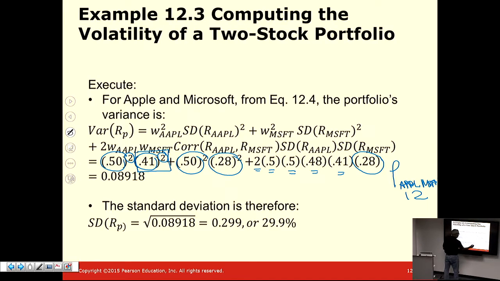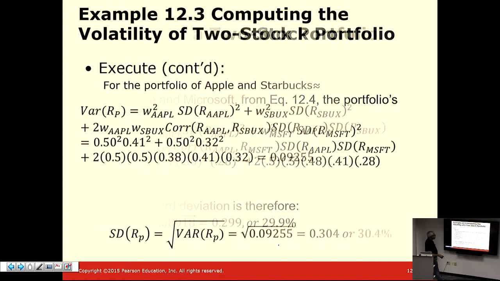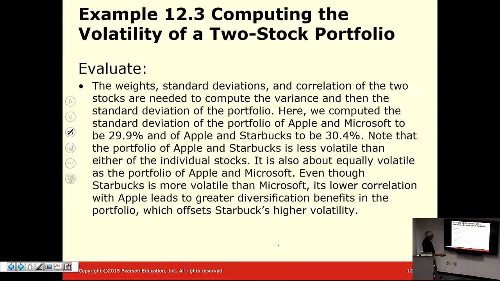And if we do the math, it comes out to 29.9%. So this gives us first the variance, then we take the square root of the variance, we get that in decimal form, then we can convert that into a percentage form, 29.9%. Okay, similarly, you can practice this with Apple and Starbucks and so on and so forth.